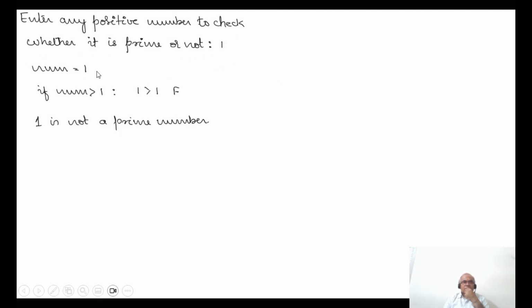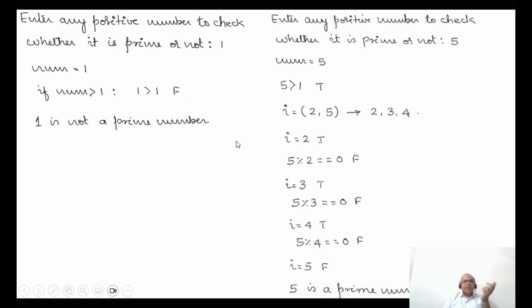1: if num is equal to 1, is 1 greater than 1? No, condition is false. So 1 is not a prime number. Sure. Then enter any positive number to check whether it is prime or not. I am entering 5. Num is equal to 5. I am assigning the variable num with the value 5. Is 5 greater than 1? Condition is true. Then it enters into the for loop.